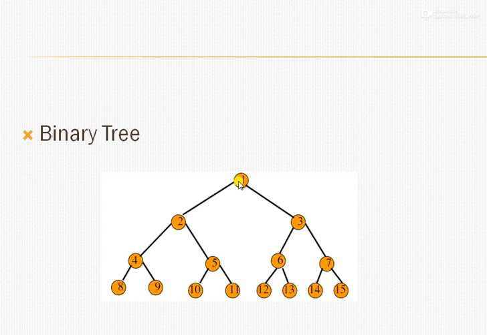So 1 is the root, and 1 has 2 children, 2 and 3. Again 3, if you observe, has a maximum of 2 children, 6 and 7. 6 has a maximum of 2 children, 12 and 13. So in that order, this is a binary tree.